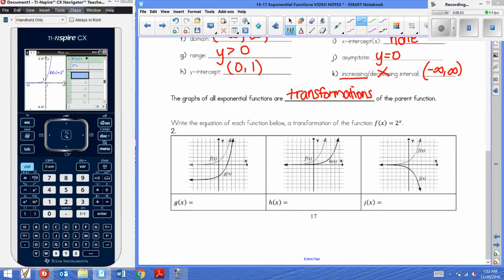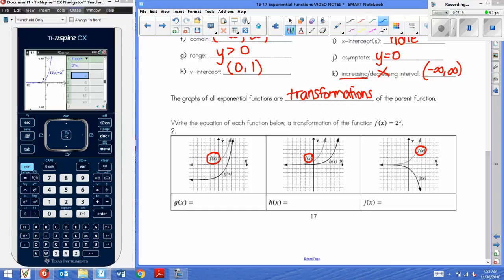All right, let's move on. So in part 2, or question 2, we have 3 functions, and they want us to write the equation of the function below, which is a transformation of the parent function. And if you notice, they've actually graphed the parent function for us to help us see. If they hadn't done this, we should do it ourselves. But yay, we don't have to.